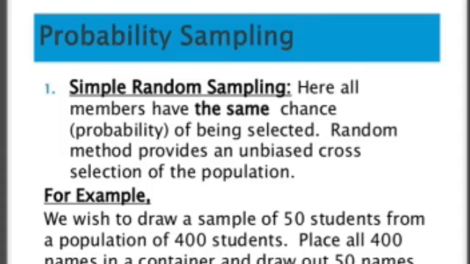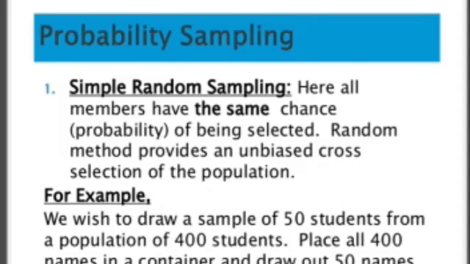This involves the selection of a sample from a population based on the principle of random chance, where every individual has an equal chance of being selected. So the first probability sampling method is simple random sampling, in which every individual of the whole population has an equal chance to be selected as a sample.